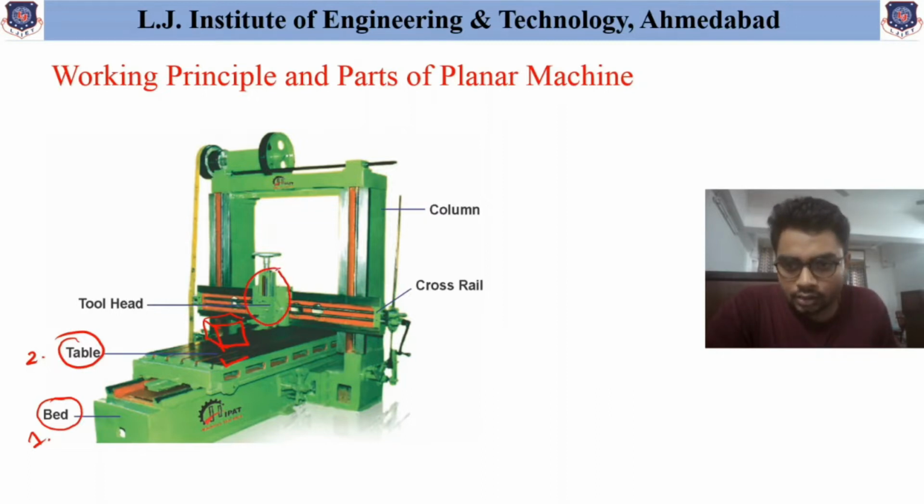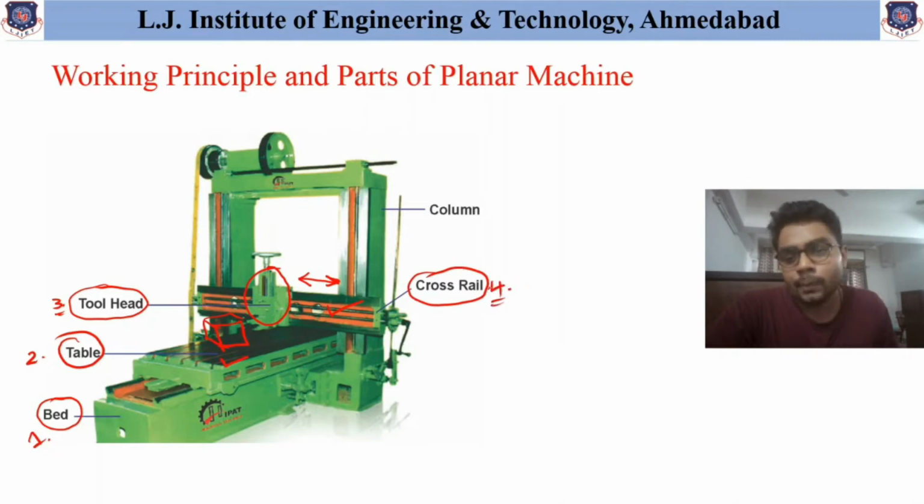The part which helps to hold the tool is called the tool head. So this is the tool head. Now, the next part, which helps to hold the tool head and maintains the movement of the tool head in this horizontal or axial direction, is called the cross rail. So that is the fourth part, the cross rail. Now to obtain the movement of the tool in the vertical direction, this entire cross rail needs to be moved upward and downward, and for that movement the next part is provided, that is the column. So this fifth part is called the column, and it helps to obtain the vertical or up and down movement of the tool in this planer machine.